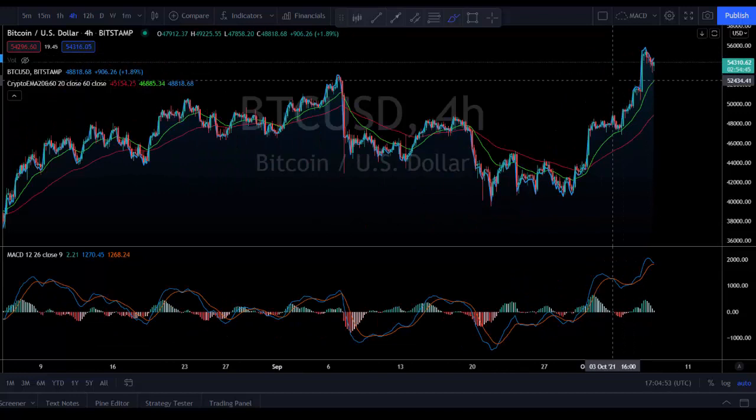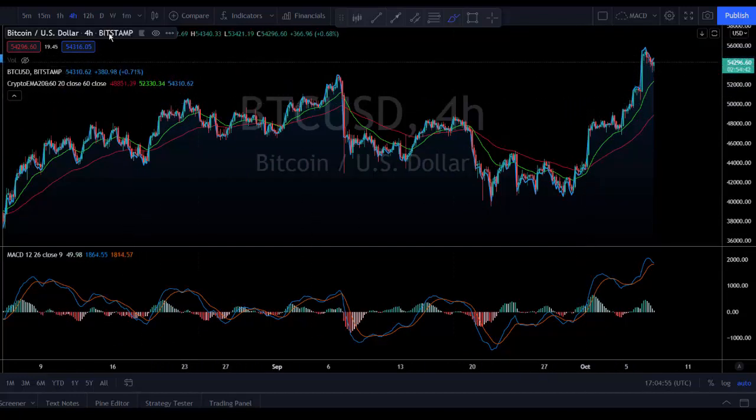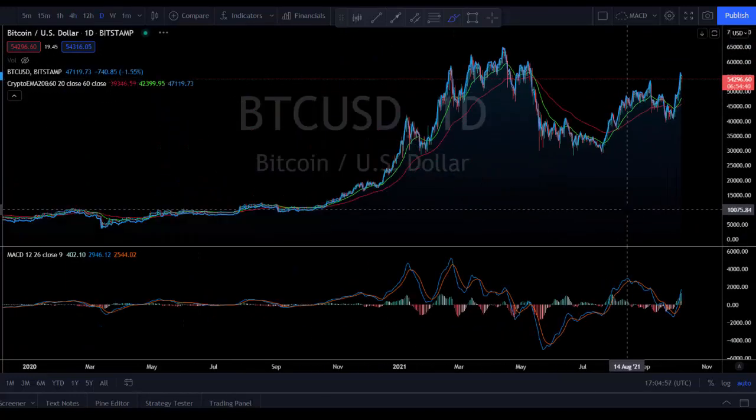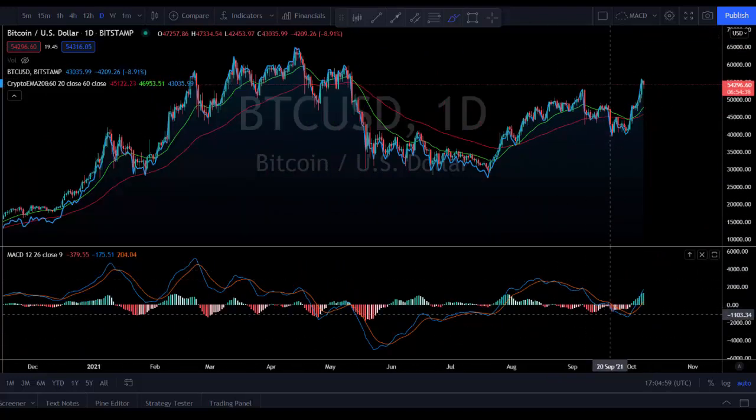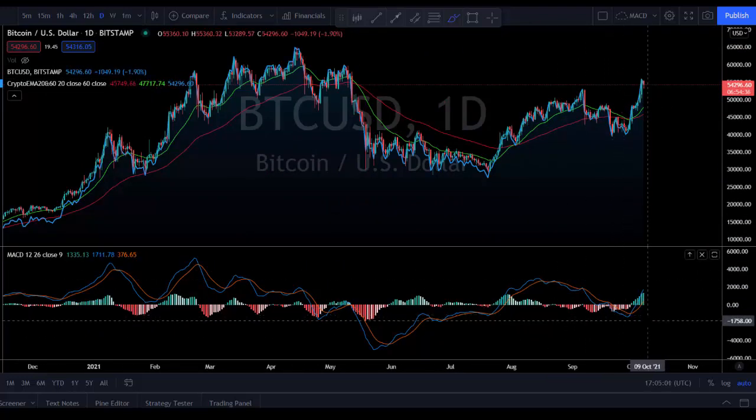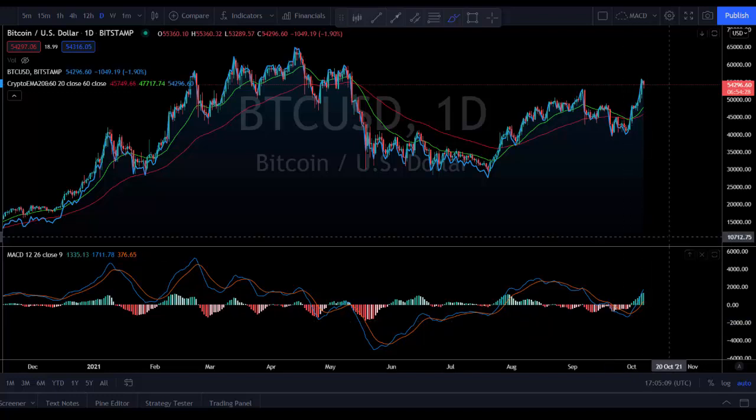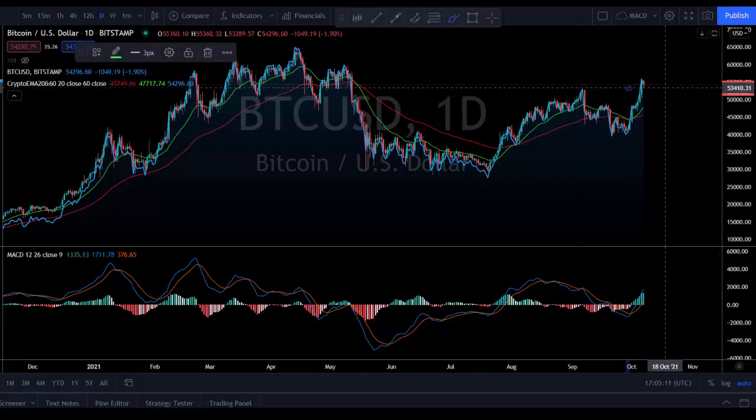My view, of course, in the long term is that we're going to get a much bigger move to the upside because everything is bullish on the long terms. We have bullish weekly, we have bullish daily, we have bullish 12-hour, the 4 hours doing its oscillation as it should in an uptrend. Now it's just a matter of seeing how deep and long sideways do we go from where we are right now.